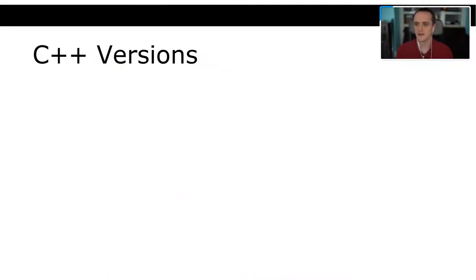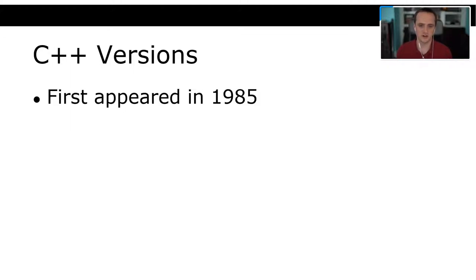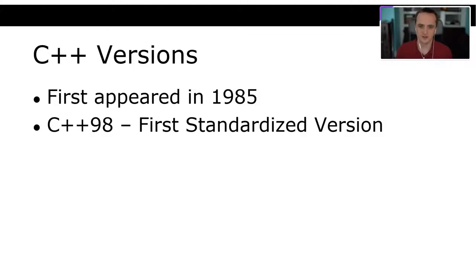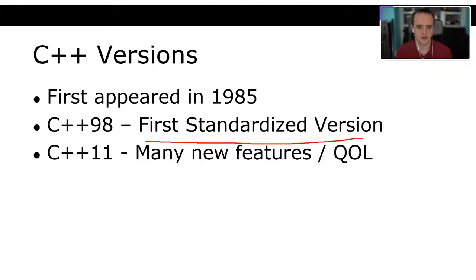All right, so C++ versions, you're going to hear a lot about different versions when you look online. First appeared in 85. C++ 98 was the first standard version. And so if you, for example, SSH into one of the machines at the university, or most machines that have GCC installed, and you type g++ to compile a program, it will by default usually use C++ 98.